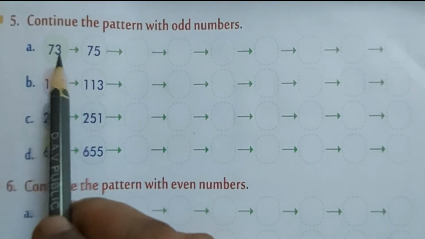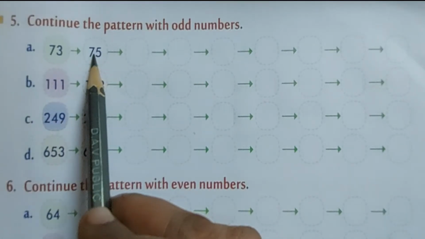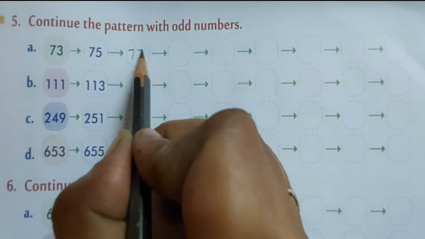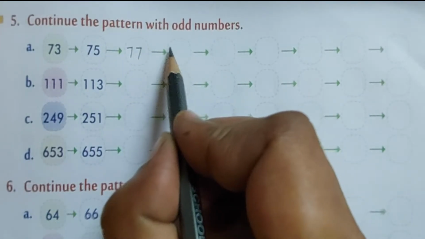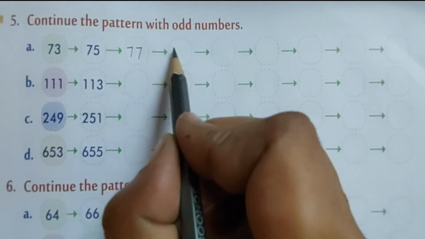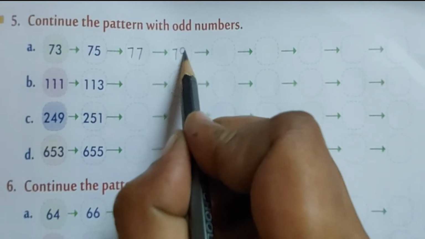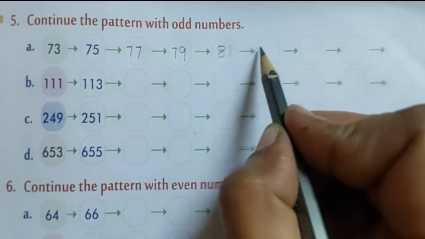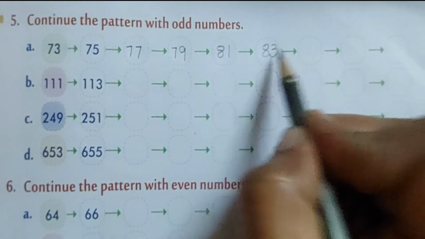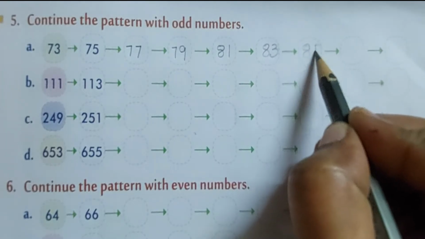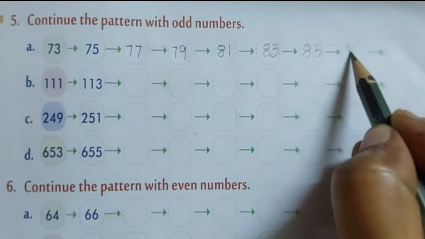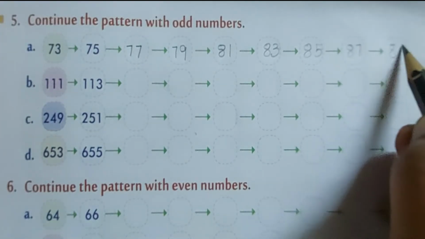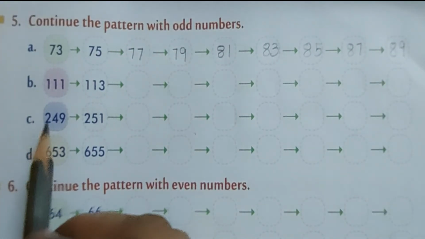First one is 73. And next number 75. Next odd number is 77. Here we have to write only odd numbers, children. 77, after that the odd number is 79. 79 after 81. 81 after 83. 83 after 85. 85, the next odd number is 87. 87 after 89.